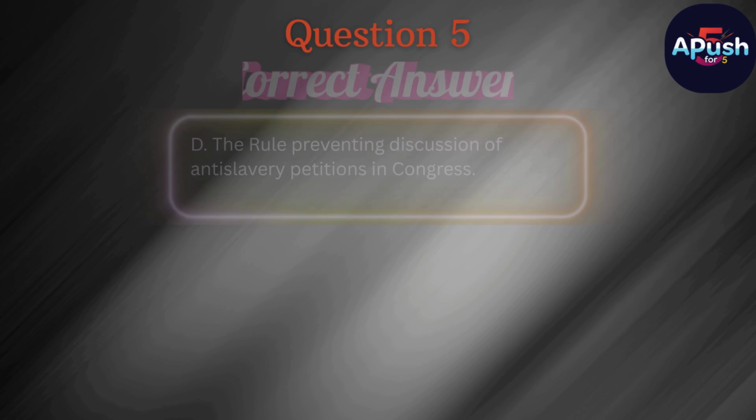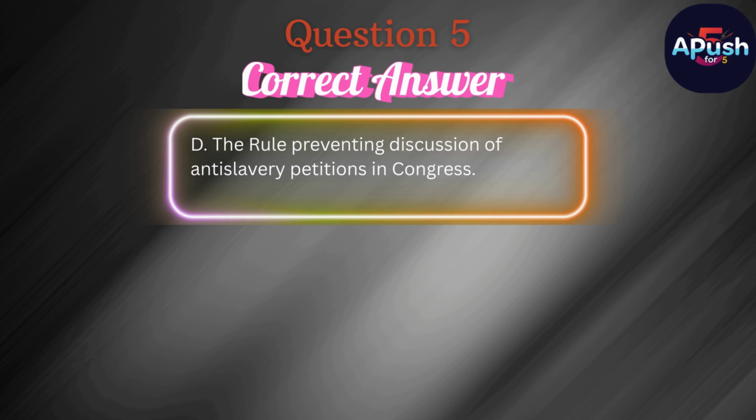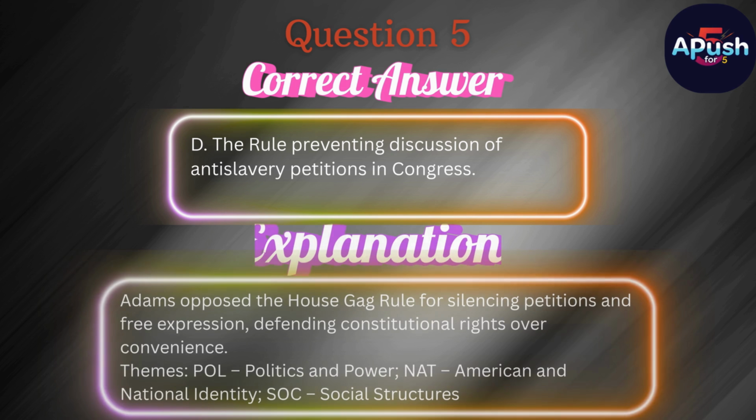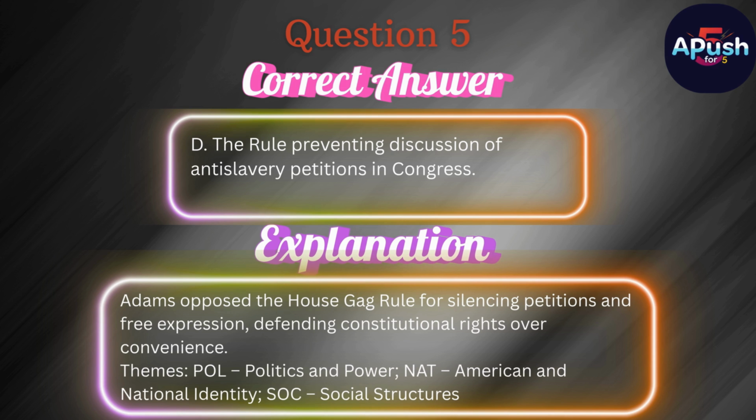The correct answer is D. The rule preventing discussion of anti-slavery petitions in Congress. Adams opposed the House gag rule for silencing petitions and free expression, defending constitutional rights over convenience.